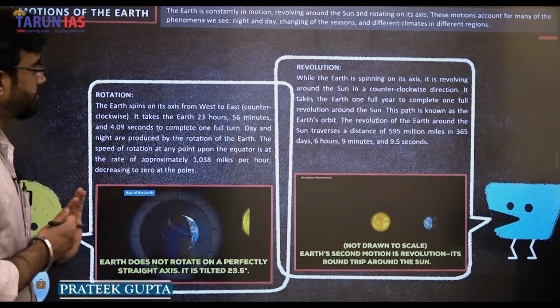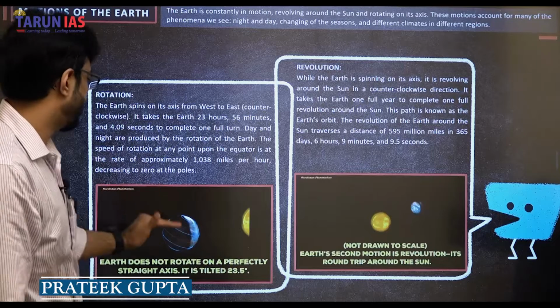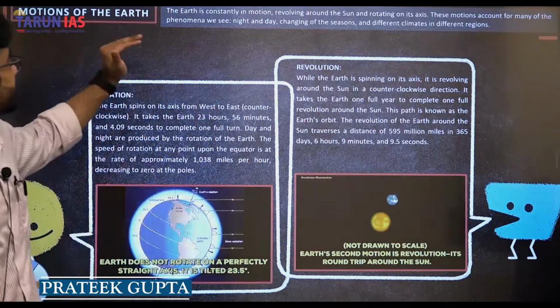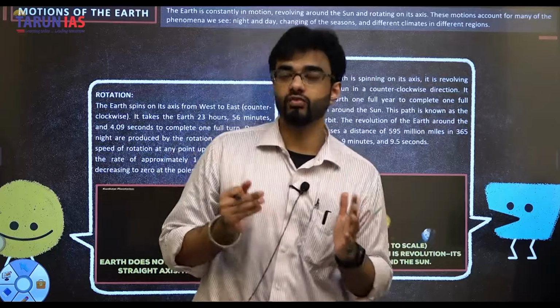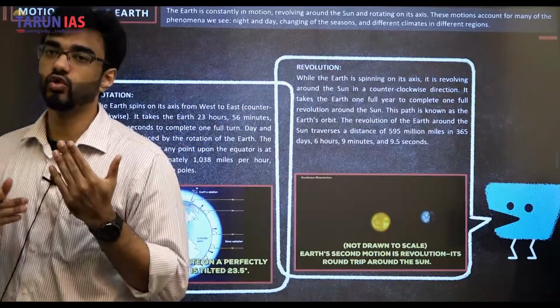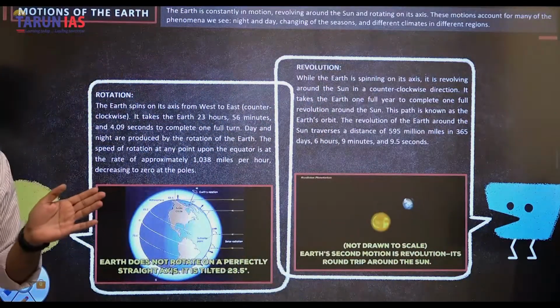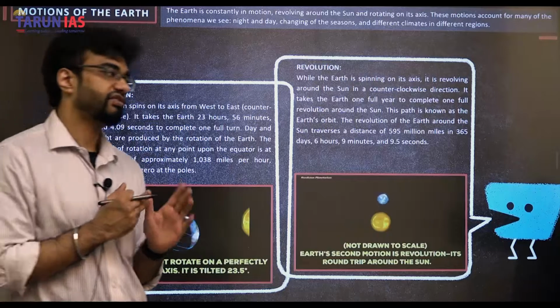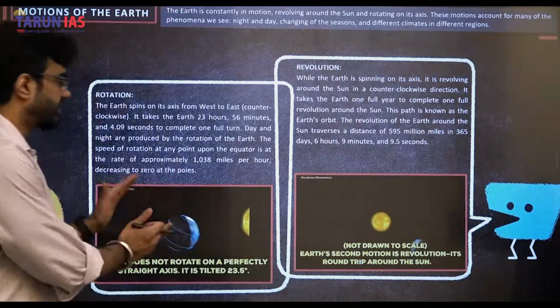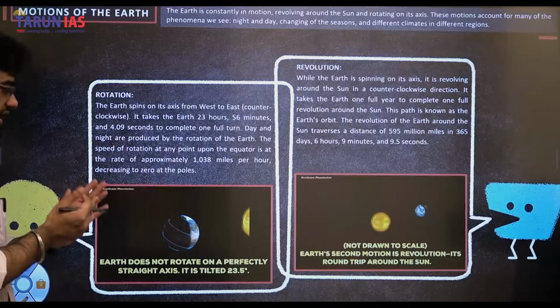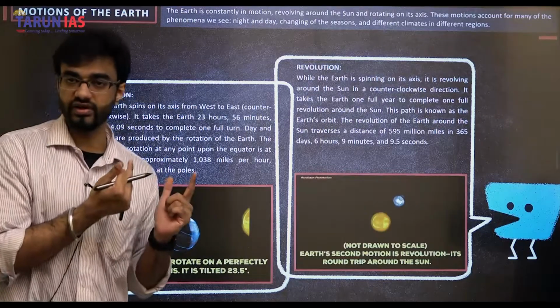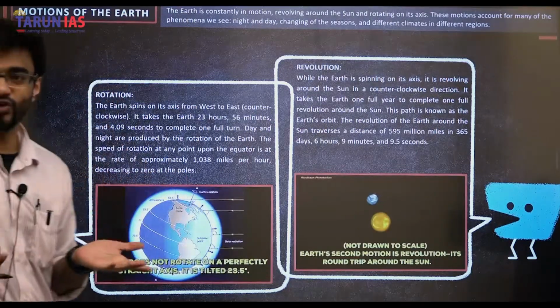So we talk about the motions of the earth. Here I have placed two GIFs. The earth is constantly in motion, and there are principally two types of motion of the earth. One is the rotation of the earth and the other is the revolution of the earth. Rotation of the earth is basically the earth rotating on its axis, and it makes one rotation in 24 hours, that we all know.